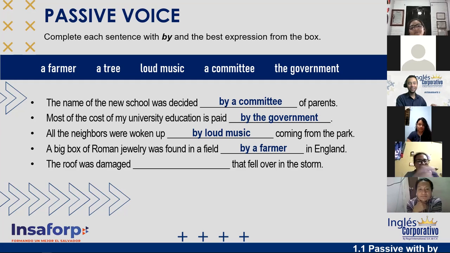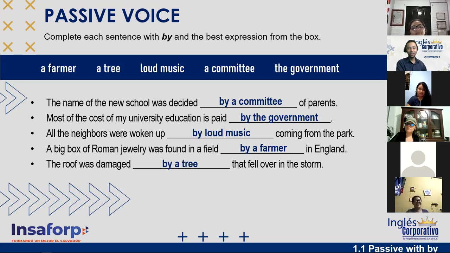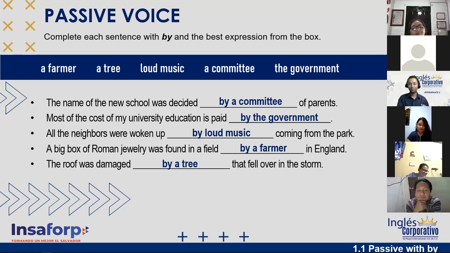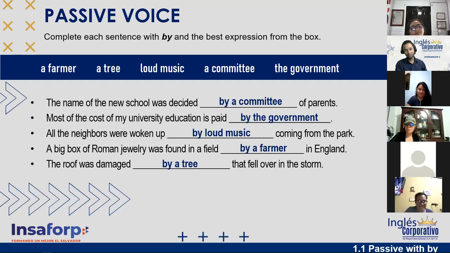By a tree. Okay, good. The roof was damaged by a tree that fell over in the storm. Okay, good. Tipo la tormenta tropical que tuvimos. Hubo varios daños de ese tipo. So the roof was damaged by a tree that fell over in the storm. Okay, very good. Thank you very much.